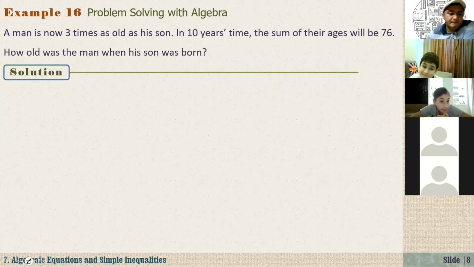A man is now 3 times as old as his son. In 10 years' time, the sum of their ages will be 76. How old was the man when his son was born?